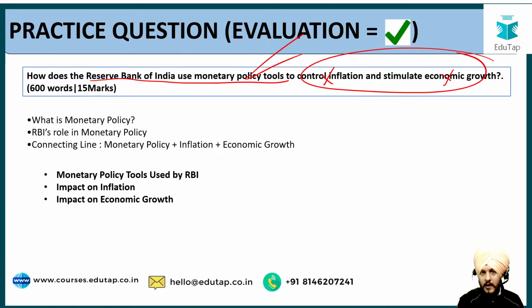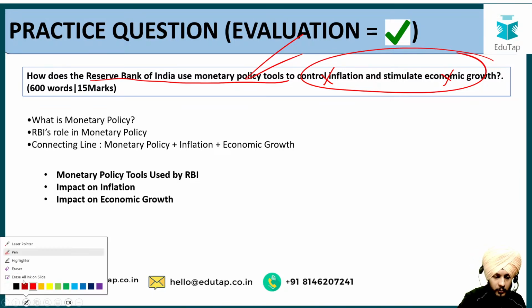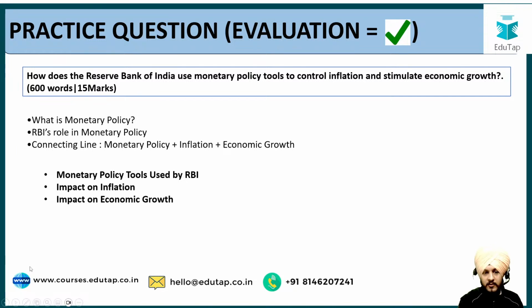Fine. So whenever you are reading the question, you should always mark the important keywords. So what are the important keywords? The first is RBI. Fine. The second is monetary policy tools. The third is inflation, and the fourth is economic growth. So you have to target all these keywords in order to write a complete answer. Fine. So this is something that you have to take into consideration.